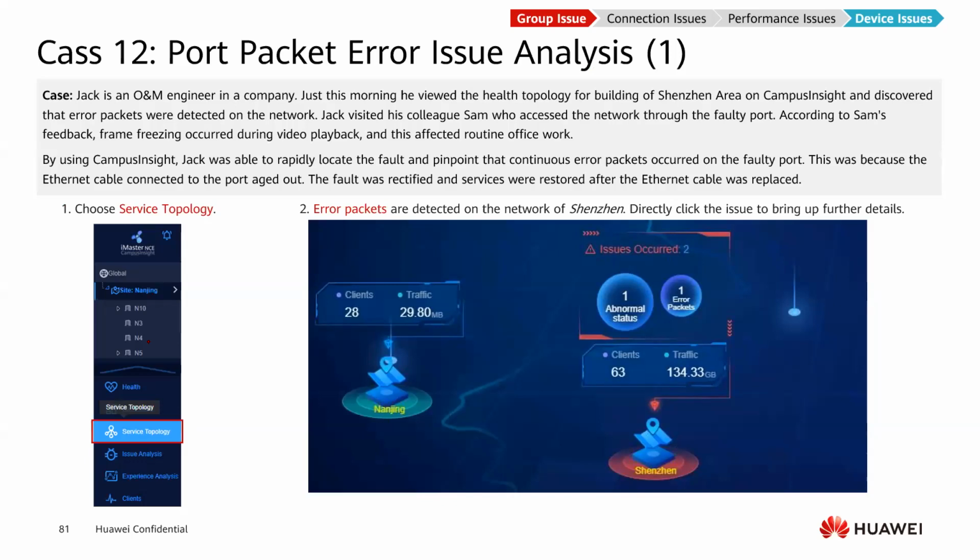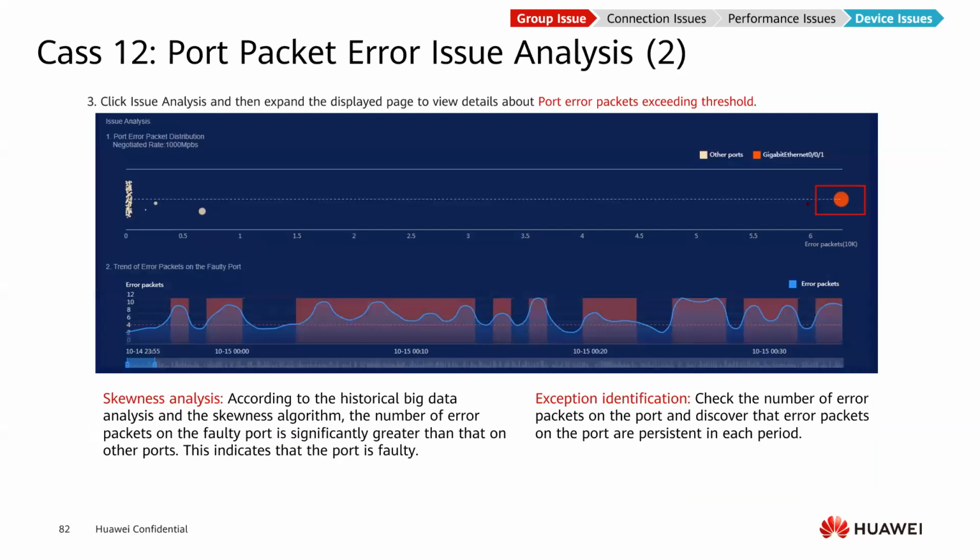You can check it on the health page under the pending issues. You can also check it through the service topology. The topology will show you the problems, such as abnormal status and also the error packet. You can click it to check the detail. You find that this special pod has a higher number of error packets received, and as time passes, it frequently receives error packets.